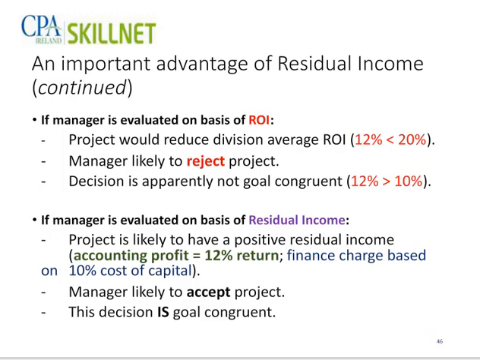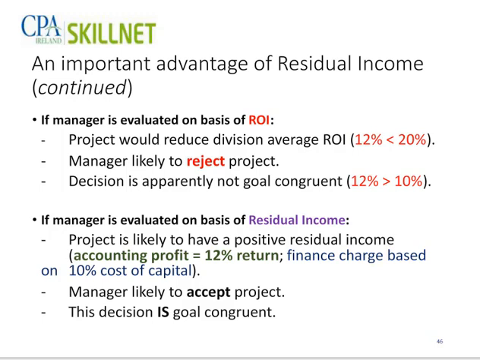How will the manager react to this investment? Well, first of all, if the manager is evaluated on the basis of ROI, the project would reduce the division's average ROI, because the project offers a return of 12%, which is less than the division's existing average return of 20%. So the manager is likely to say no to this proposed project. This appears not to be goal congruent, because the return on the investment of 12% is more than the division's cost of capital. So it's likely that shareholders would favour acceptance.